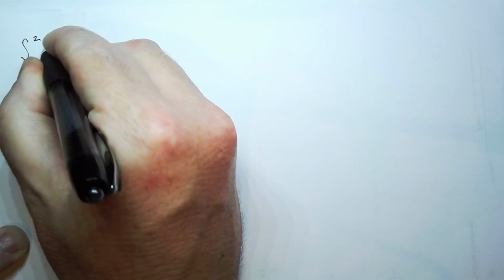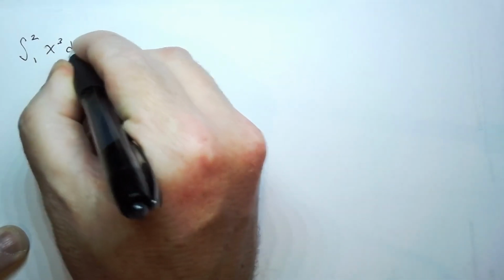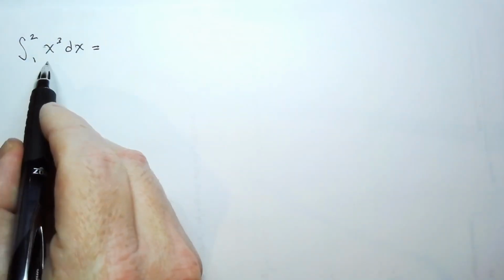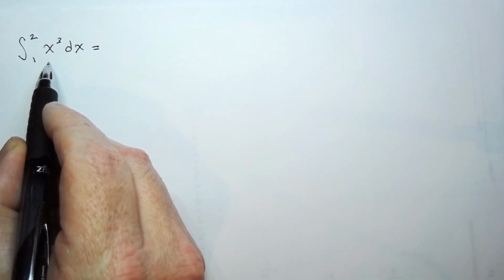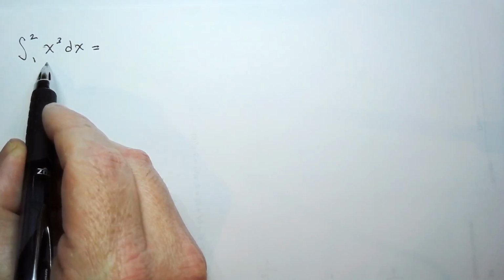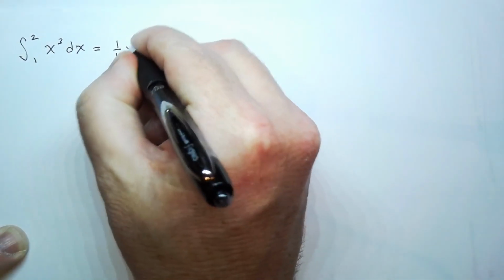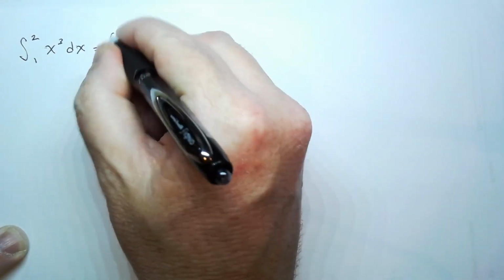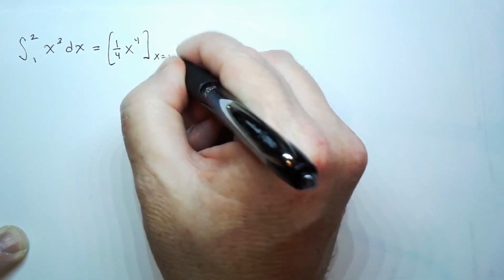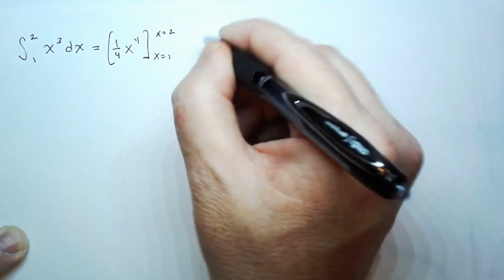In this video, we'll begin to learn how to find antiderivatives of various functions. In order to evaluate definite integrals, we need to be able to find an antiderivative of our integrand. In this case, we might easily guess that an antiderivative of x cubed is 1/4 x to the fourth. Then we evaluate this between x equals 1 and x equals 2.